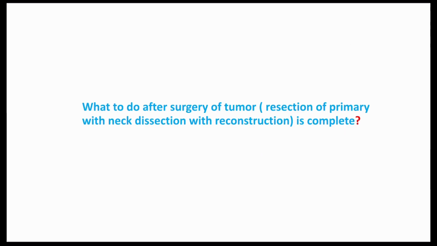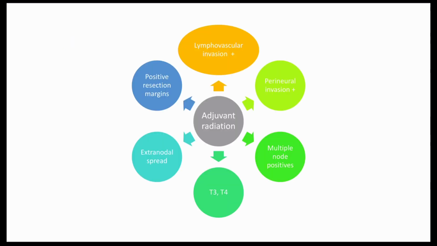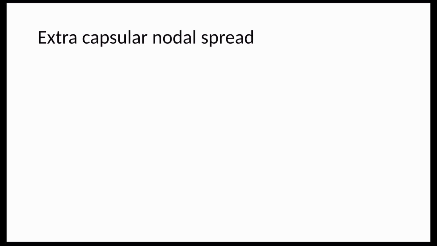What to do after surgery of the tumor, resection of the primary, with neck dissection and reconstruction is complete? Adjuvant treatment is planned. The purpose of any adjuvant treatment is to eradicate microscopic residual disease in primary tumors with adverse pathologic features. Radiation is indicated in cases of T3, T4 disease, presence of LVI and PNI, close or positive margins, nodes with extracapsular nodal spread or multiple nodes positive.